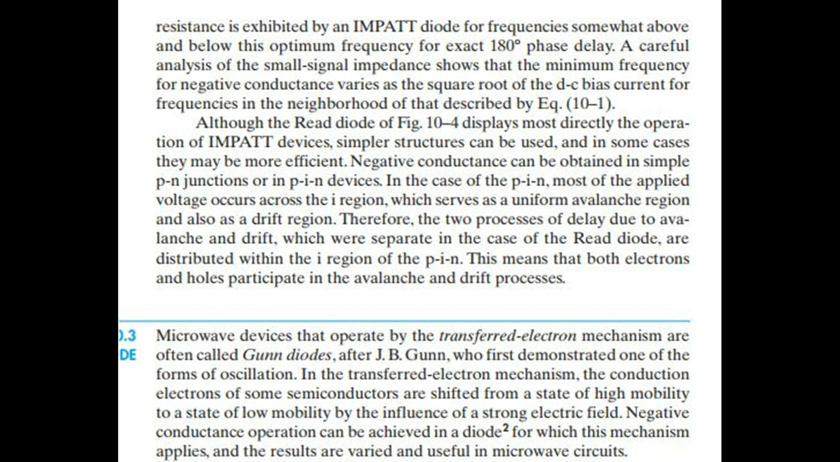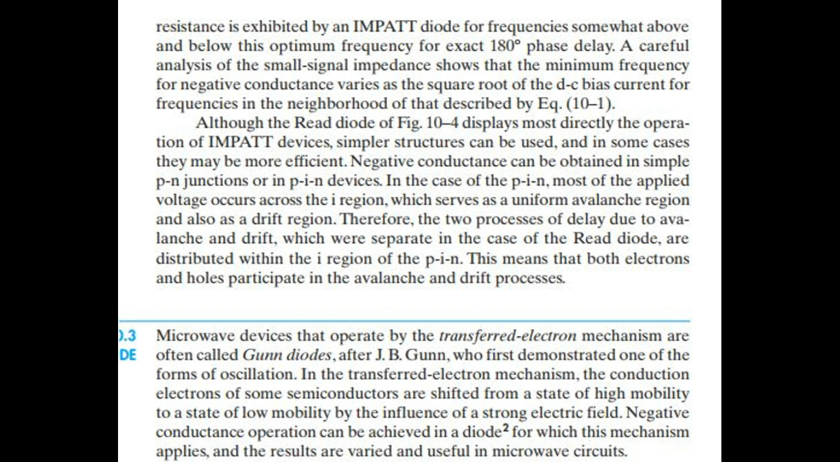Negative conductance can be obtained in simple PN junctions or in PIN devices. In the case of the PIN, most of the applied voltage occurs across the I region, which serves as a uniform avalanche region and also as a drift region. Therefore, the two processes of delay due to avalanche and drift, which were separate in the case of the Read diode, are distributed within the I region of the PIN. This means that both electrons and holes participate in the avalanche and drift processes.